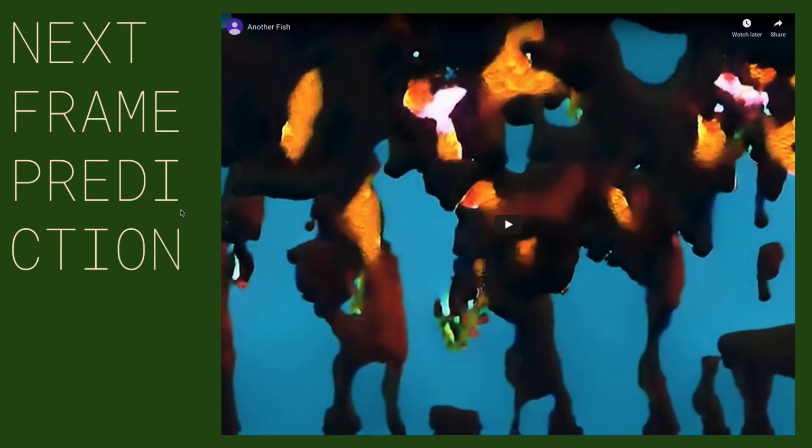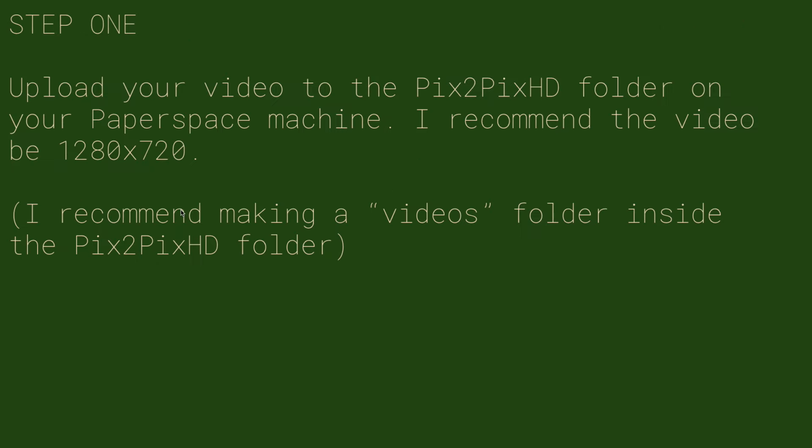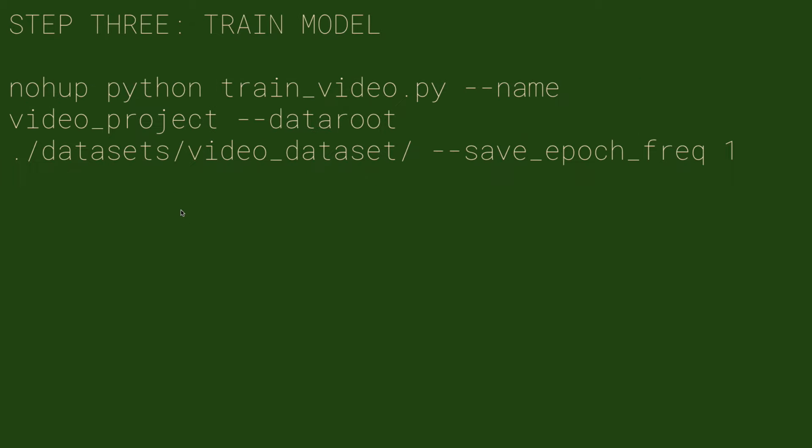Next frame prediction just takes a video. It's pretty simple. The demo I'm going to show is on a 30-second or 20-second video clip, and it works. The results are very funky, but I would generally say something a little bit longer is going to be a little bit better. I'll come back to these.